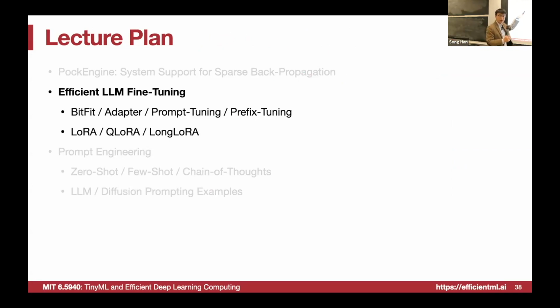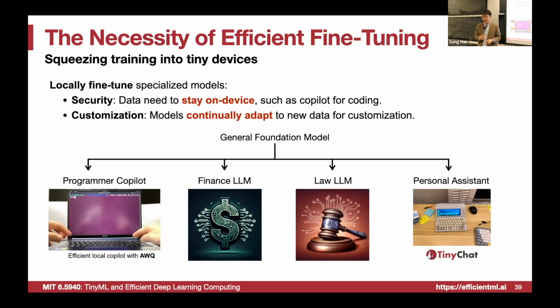Okay, so that's about the traditional fine-tuning, traditional on-device learning. And let's talk about the modern stuff, efficient large language model fine-tuning. There are some special techniques like BitFit, adapter, prompt tuning, prefix tuning, LoRA, QLoRA, and also the non-LoRA ones. So we can locally fine-tune to get specialized models. First, it helps with security. You don't have to worry about leaking the data. Everything can stay locally on device, such as Copilot for coding. Lots of the code might be proprietary. You don't want to share.